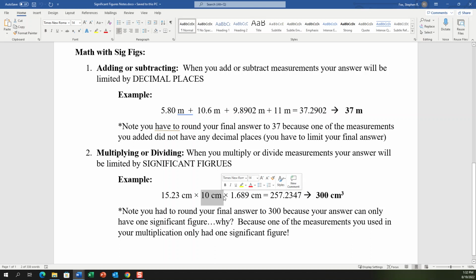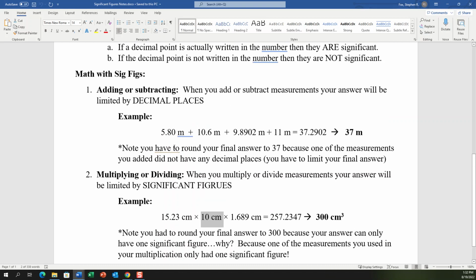All right. Now the rule for adding or subtracting is slightly different. It's not about sig figs, it's about decimal places. So here we're adding measurements together. Okay. And when you add, you have to limit yourself by using decimal places. So this distance measurement had 2 decimal places, this only had 1, this had 4 decimal places, but notice that this one had 0 decimal places. So when I add them in my calculator, this is what I get, but I can't report that because of this measurement here. It doesn't have any decimal places, so I have to round my final answer to 0 decimal places. So this is what I would have to report.